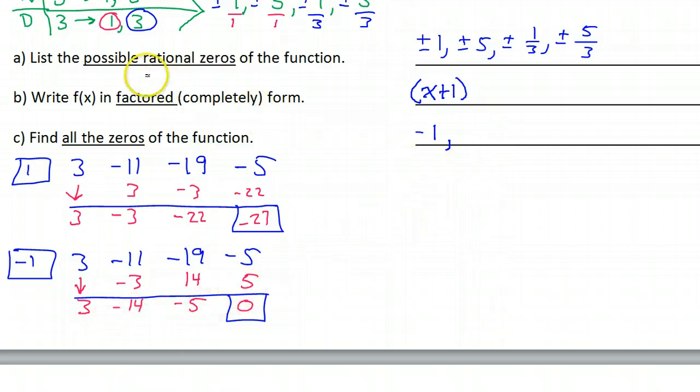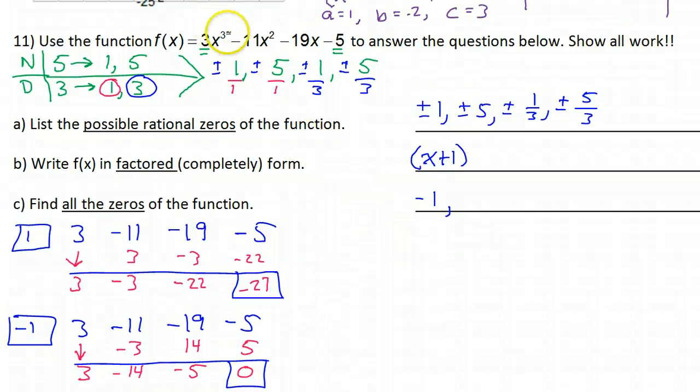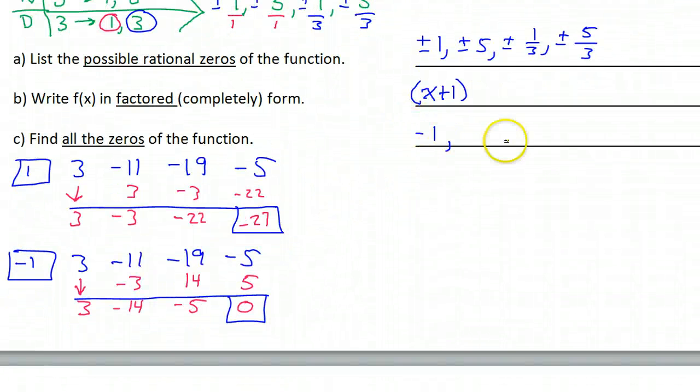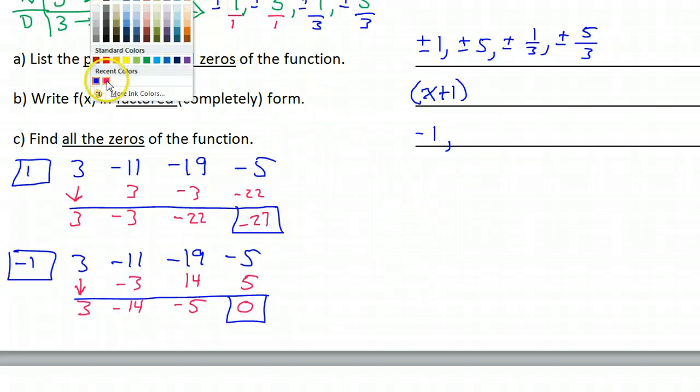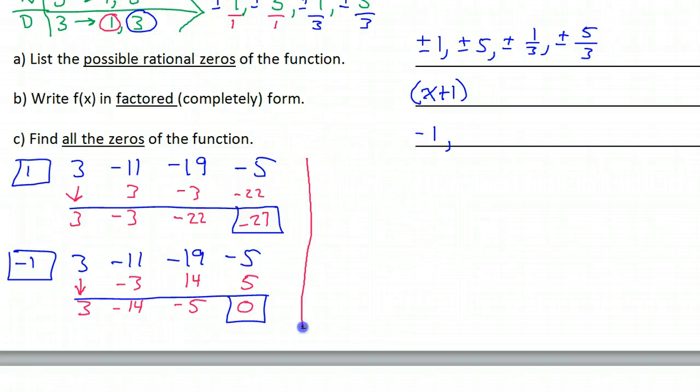To get the other two, because remember, this is a cubic, so there should be 3 zeros. So to get the other two, we will deal with this trinomial that's about to jump off. If I put the variables back in here, we have 3x squared minus 14x minus 5. So let's see if this will factor. Because if it factors, that's always the easiest way.